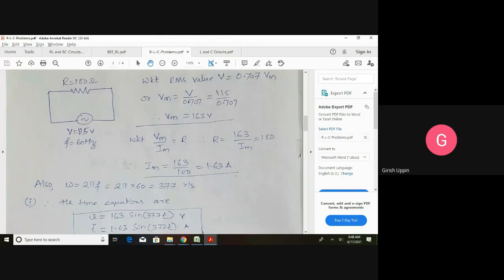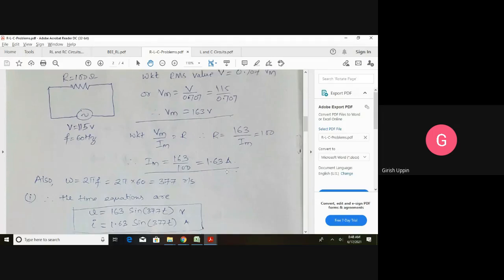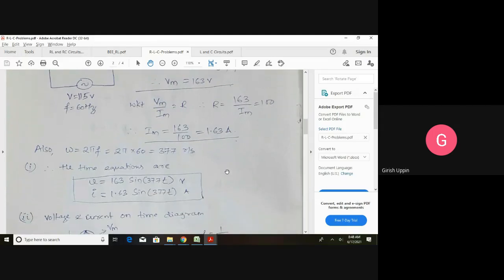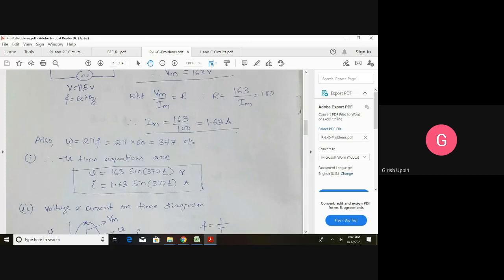So now we got Vm, we got Im. What we have to calculate now is omega. And omega, we know the equation for omega. What is the equation for omega? Omega is equal to 2 pi f. f is known, 2 pi into 60. That is 377 radians per second.